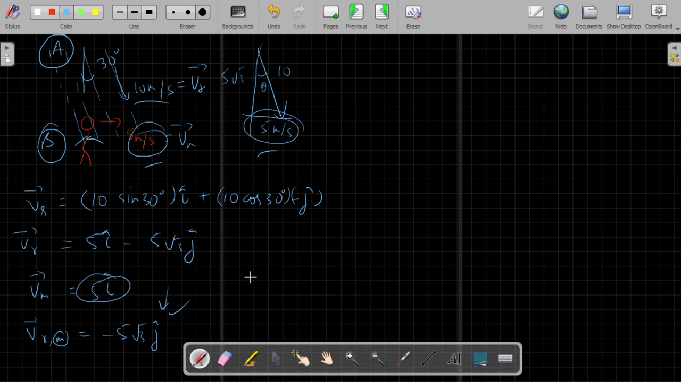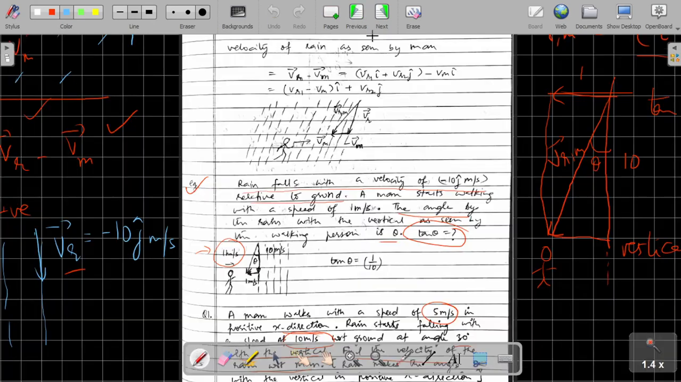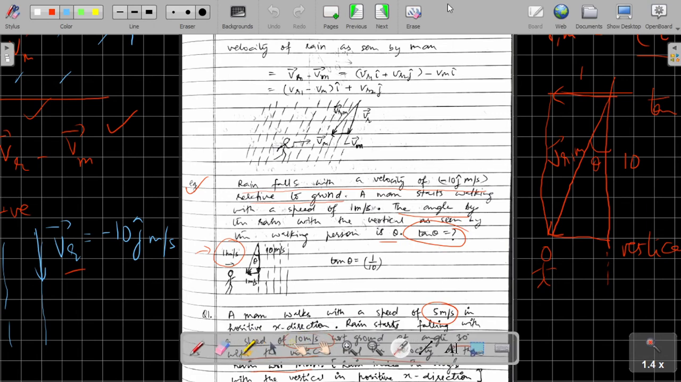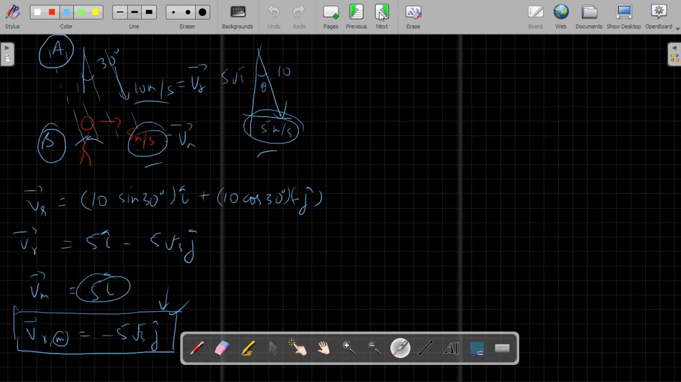So this is what the question was asking: what is the velocity of rain with respect to man. That velocity is simply minus 5 root 3 j cap meters per second. Yes, find the velocity of rain with respect to man. So we have done it. Let us move ahead to the next question.